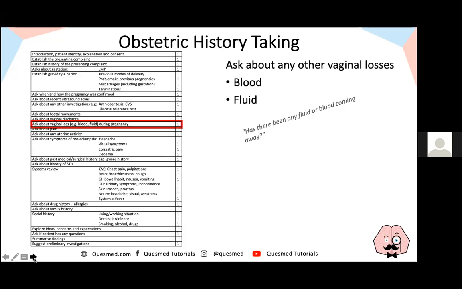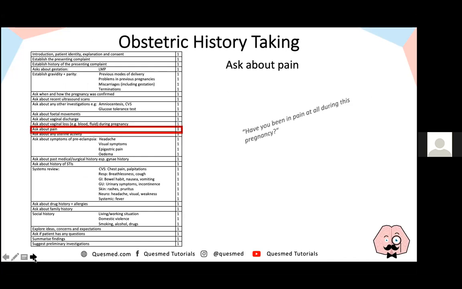And you want to ask again about any other vaginal losses. So have they been bleeding from the vagina, and have they lost any fluid? And again, we want to think about how much has come away. Do you know, is it a huge gush of fluid, or is it a bit of wetness on the pants? We want to specifically see if they are in any pain, and we can use our SOCRATES to explore pain.